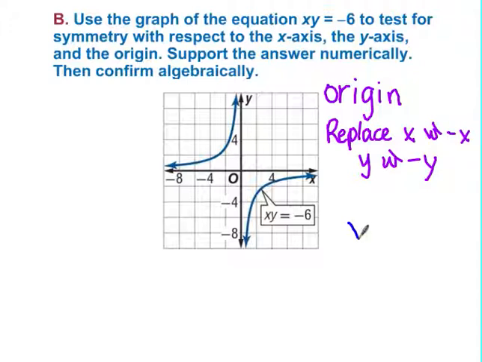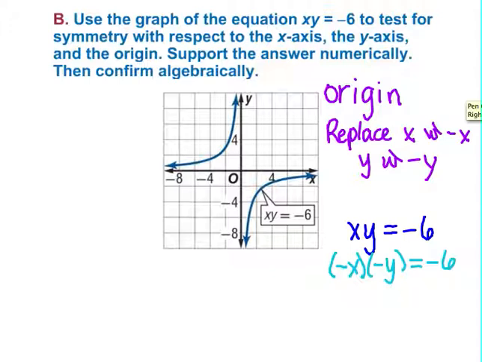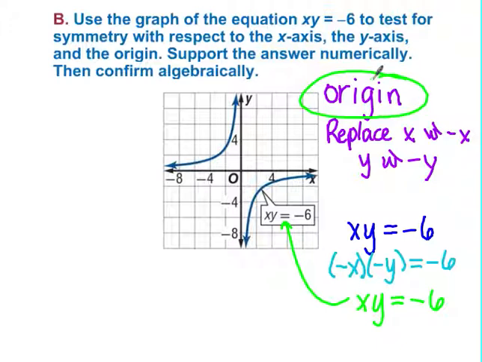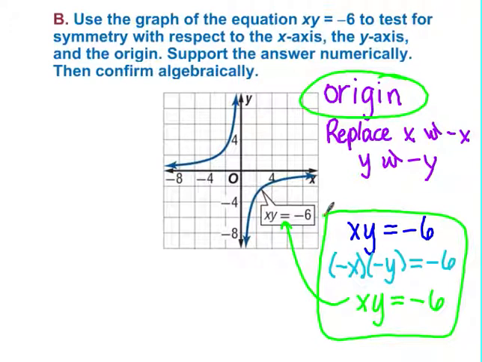So my original function is xy equals negative 6. So let's replace x with negative x and y with negative y. What's negative x times negative y? Positive xy, which matches, so it does in fact have origin symmetry. And then this whole thing, because that's your proof. When it says to support your answer and confirm algebraically, that's this.